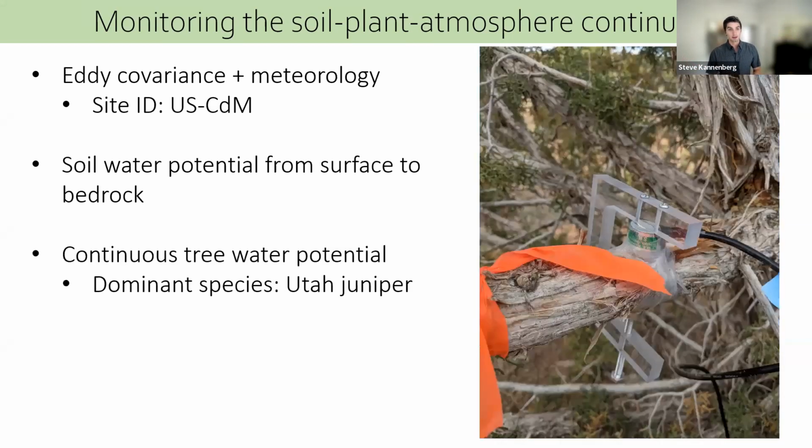Probably the most novel aspect of what we did last summer is within the footprint of the flux tower on the dominant tree species at the site, we installed 14 different stem psychrometers, which are these really neat instruments that can measure plant water potential at the same exact time step as the flux tower measures fluxes. Every 30 minutes, these measurements are taken.